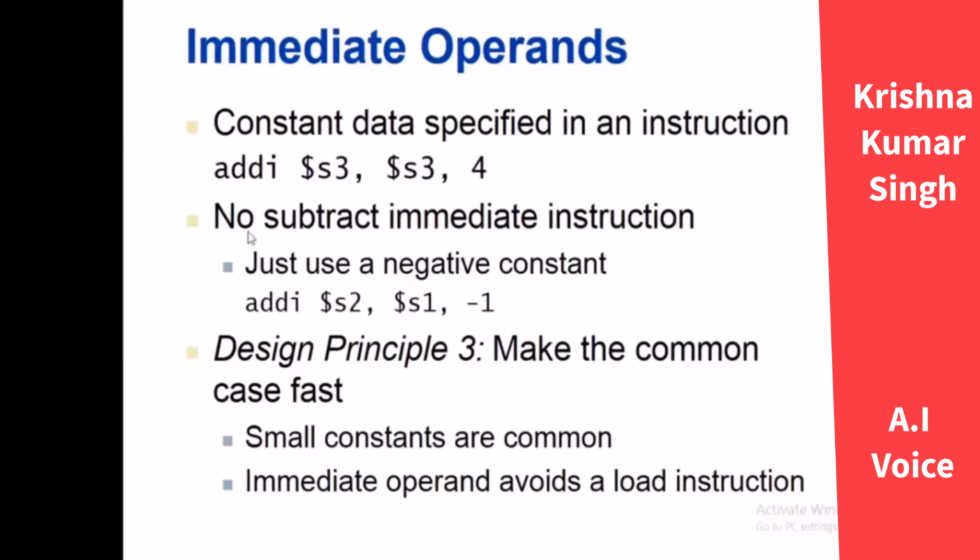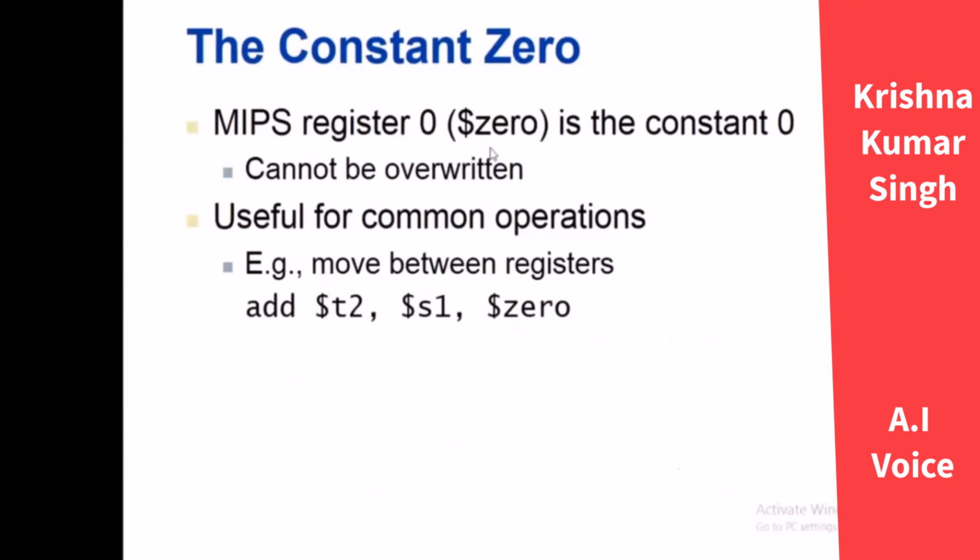We don't have to subtract immediate by 4; instead, you can use a negative number here. So add immediate with a negative number means that you want to perform subtraction. Another design principle followed by the inventors of MIPS is make the common case fast. Small constants are common, so an immediate operand avoids a load instruction. This is the reason they provide the immediate addressing mode, or immediate instruction set, that avoids the load instruction. Instead of loading this constant number from the memory, you can easily put it as one of the operands of the instruction.